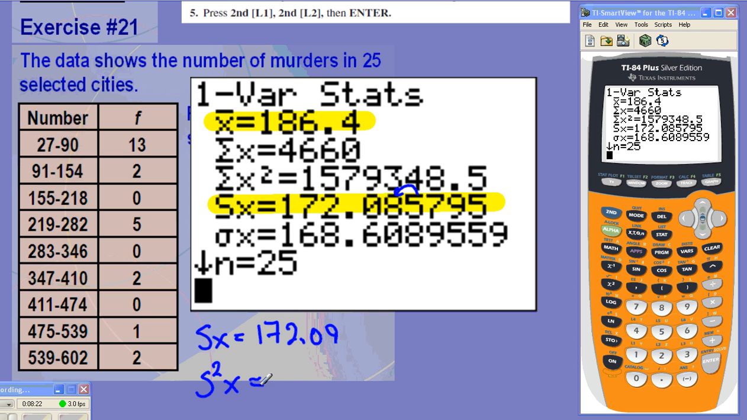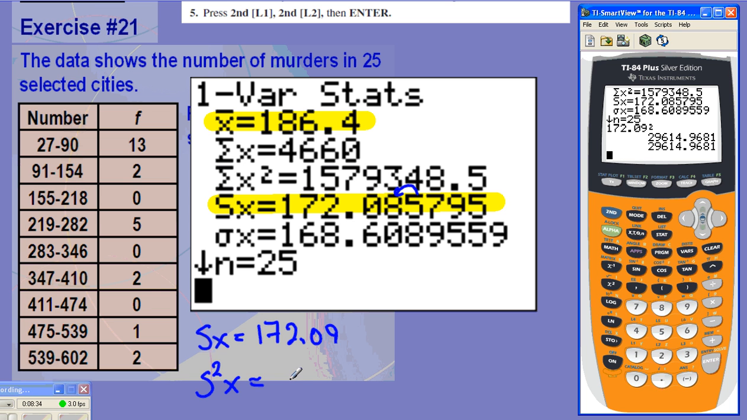And so in that case, we can come over to our calculator and say 172.09. We can square that, and we come out with our variance is 29,614 point, we'll call it 97.